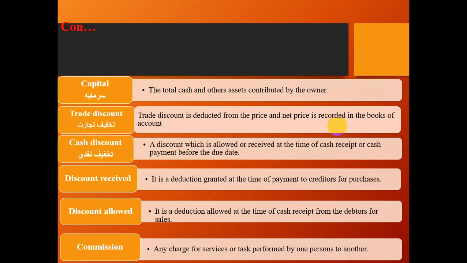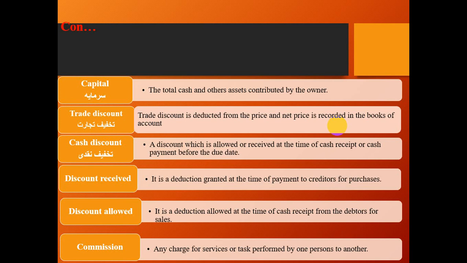Capital. Capital is the cash or other assets that you are contributing to the business, like giving cash, building, land, machinery, merchandise. All of them are part of capital. Now discount. What is discount? Discount is a deduction in the value of goods or services.